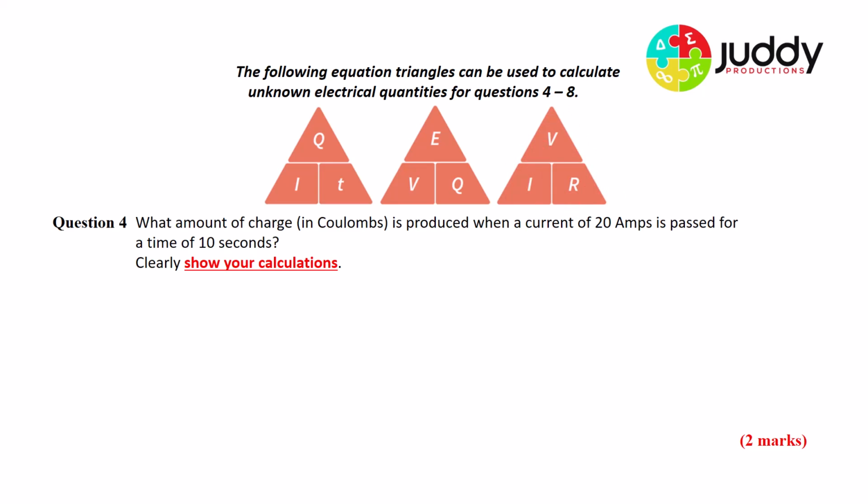Question number 4. What amount of charge in coulombs is produced when a current of 20 amps is passed for a time of 10 seconds? Clearly show your calculations. So let's write down the variables that we have from this question.